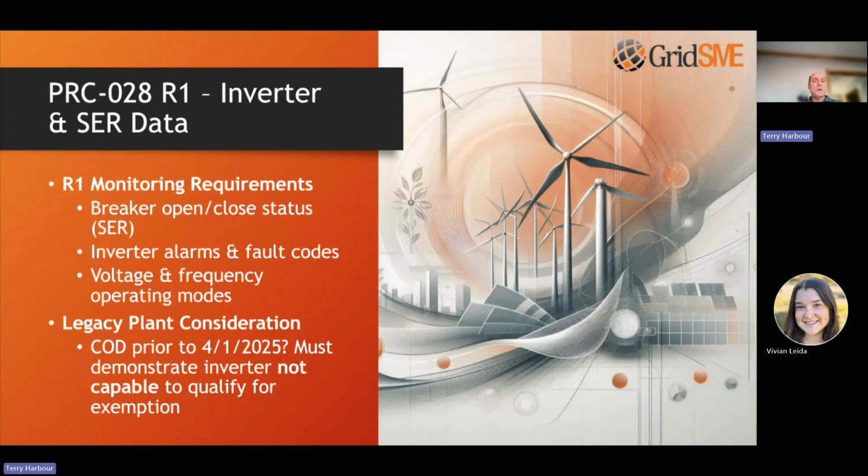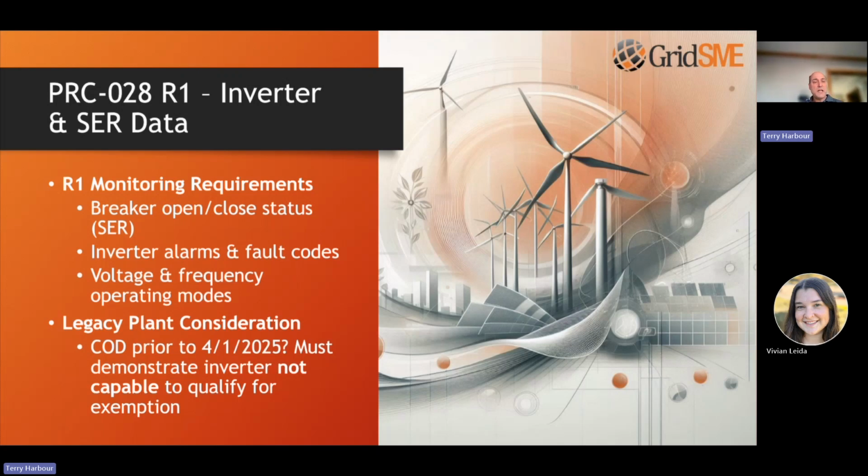To summarize requirement 1, this is your sequence of event requirement standard. You can think of it as having two parts: your substation part, where you're monitoring your breaker open and closed statuses, and your field part, where you're gathering different data for your inverters, such as your alarm and fault codes, your voltage and frequency operating modes.